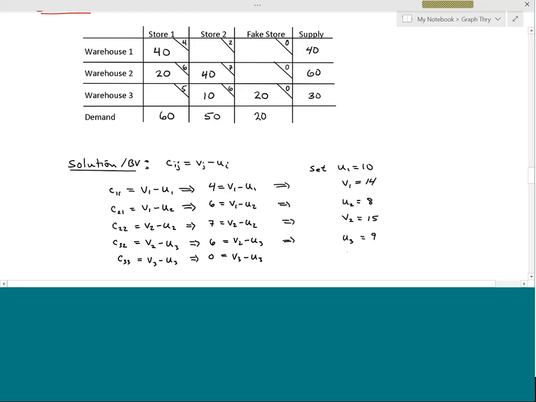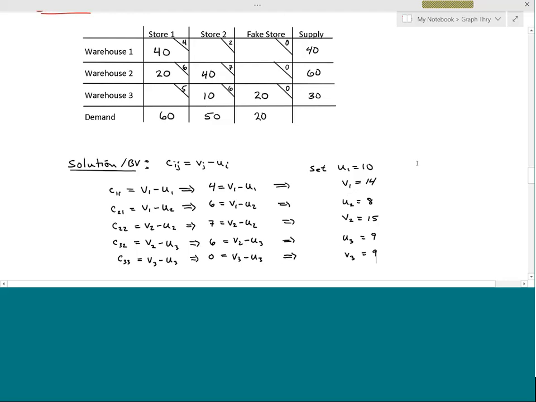And lastly, anybody got what V3 is going to equal? Yep, this one would be 9. That's one of the nice things if one of the solution variables is inside of your column associated to the fake store. It means your U and your V entities are going to be exactly the same, so that's a nice one. So these are our values here for the U's and V's.